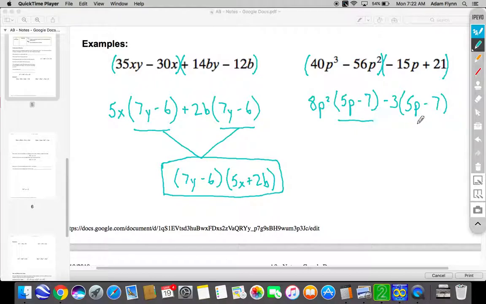Okay, on the right track because these expressions are identical. So that'll be one factor. And my other factor will be whatever's outside of parentheses. So 8p squared minus 3.